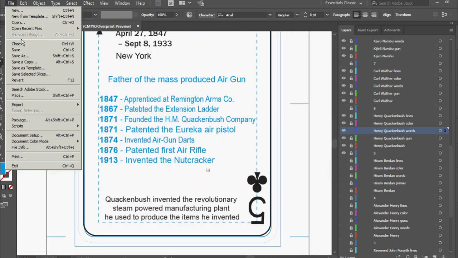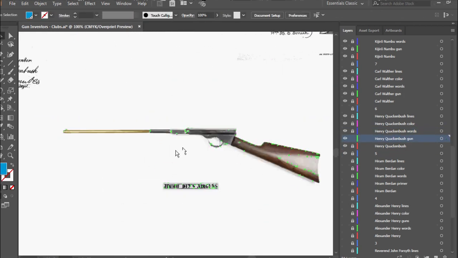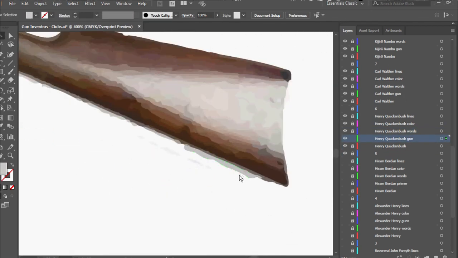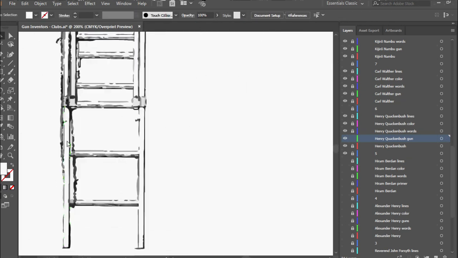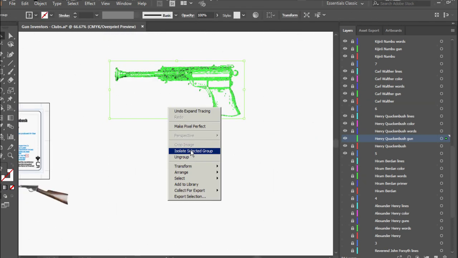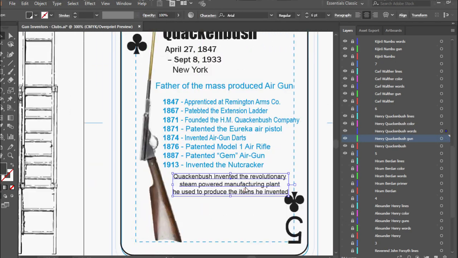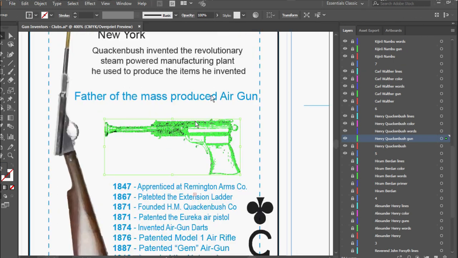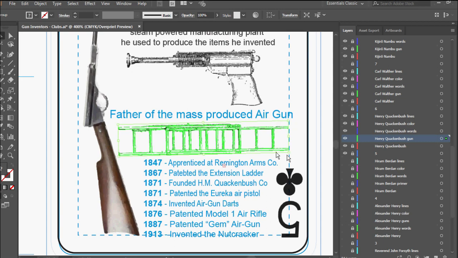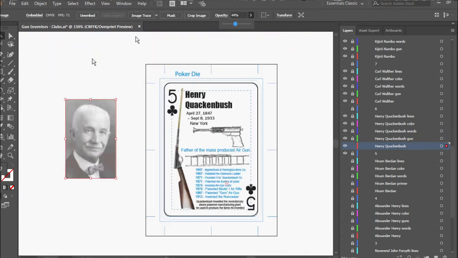There he patented his first air pistol, the Eureka, and he's known as the father of the mass-produced air rifle. So he had a couple of air rifle patents in his career, including pistols and air rifles, but other inventions as well. For example, the nutcracker. We're all familiar with the nutcracker with that little pick. That's a Quackenbush invention, and they made that at their factory for many, many years.